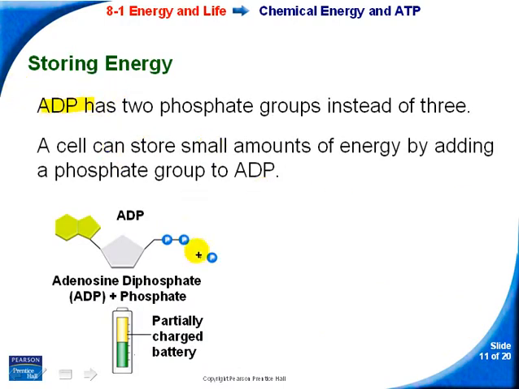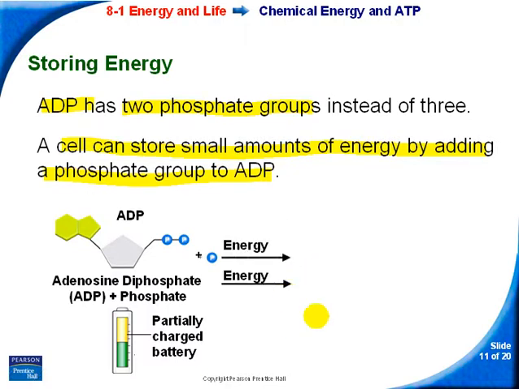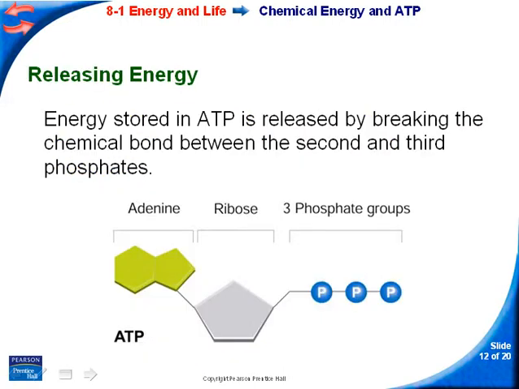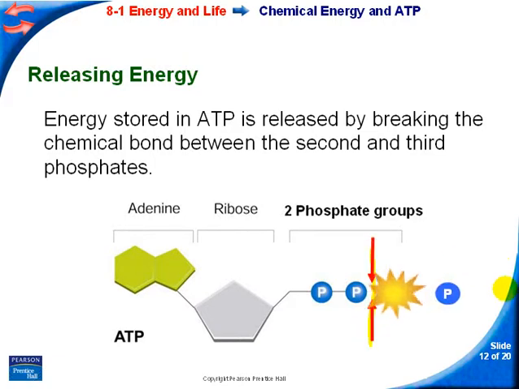ADP, which is a very similar compound, only has 2 phosphate groups. And here's the key. The cell can store the energy by adding a phosphate group to ADP. In other words, go from ADP to ATP. And the analogy here is that ADP is a partially charged battery. If you add the phosphate and get ATP, now you're a fully charged battery. So the way you release the energy is by breaking the bond right here between the 2nd and 3rd phosphate groups. When that's done, the phosphate group is released and energy is released, as you could see.